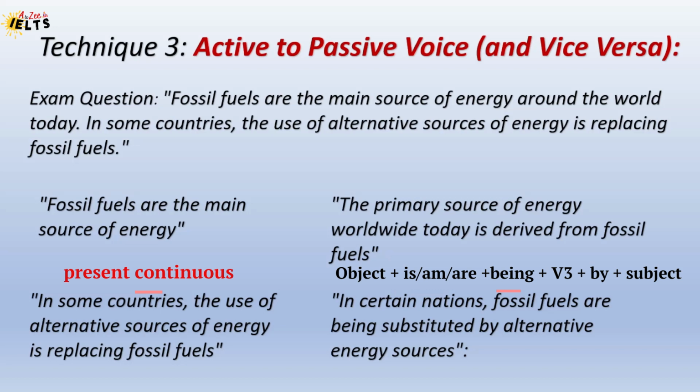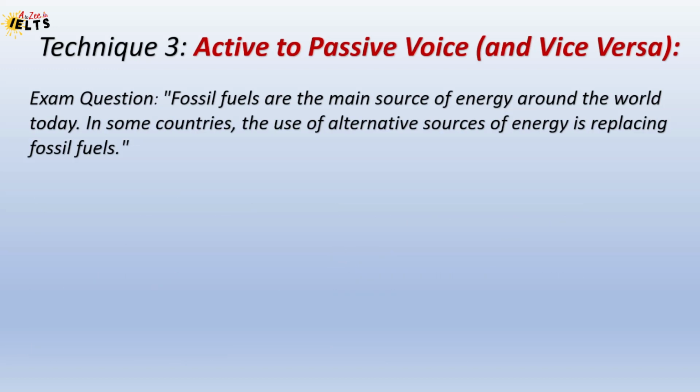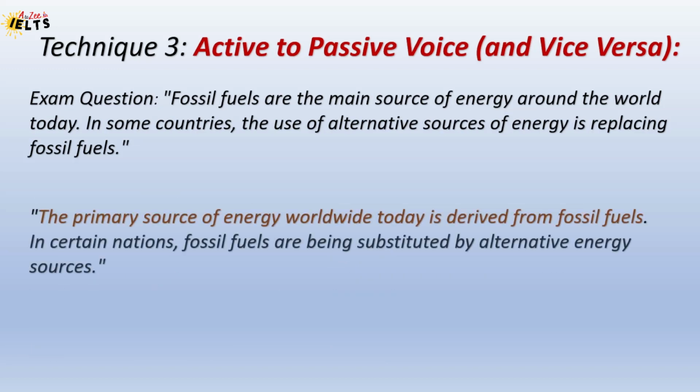Means "is replacing" in active voice becomes "are being substituted," thus changing the sentence's structure. However, the essential information about the replacement of fossil fuels with alternative energy sources is retained. So the paraphrased statement is: the primary source of energy worldwide is derived from fossil fuels. In certain nations, fossil fuels are being substituted by alternative energy sources. This paraphrased sentence illustrates how manipulating sentence structure through active and passive voice can be used to rephrase the original statement while conveying the same core message.